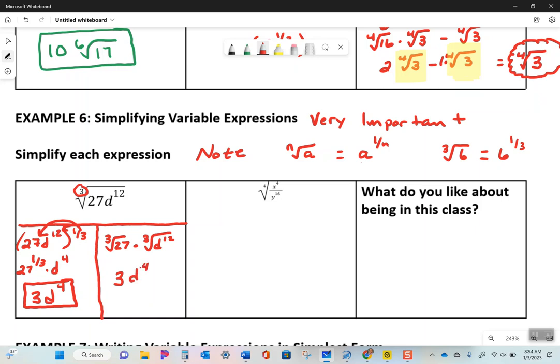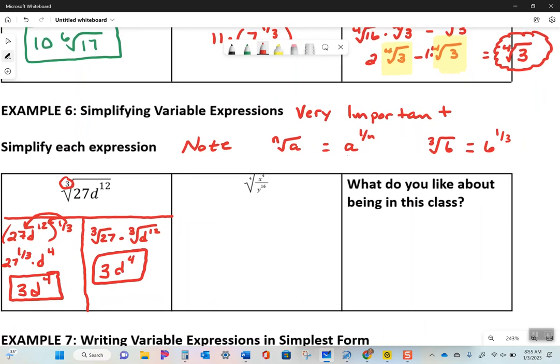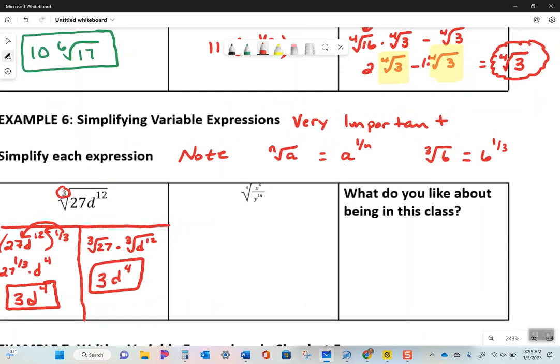Okay, do we get the same value either way? We do, don't we? Okay. All right, well, let's try the next one. Kind of the same concept. I'm going to go with the first way of writing this.